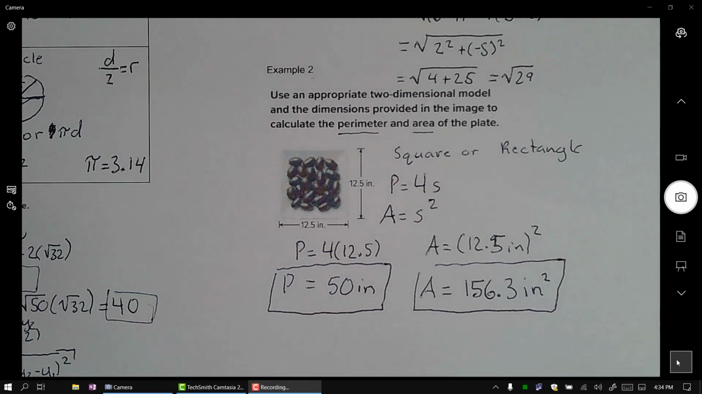If I had done the same thing for rectangle, I would have ended up with 2 times 12.5, which is 25. 25 plus 25 is 50. And then length times width, I would have ended up with 12.5 times 12.5, which gives me 156.3. I would have gotten the same values out.